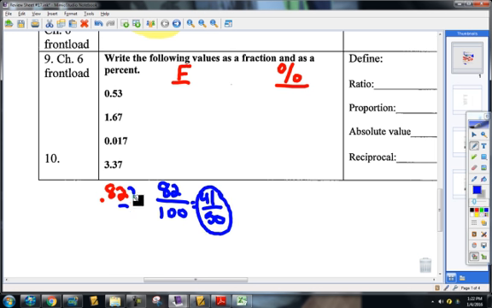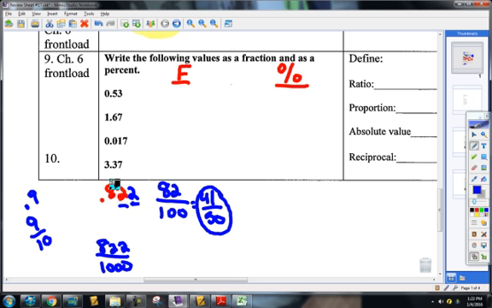If this was 822, then it would be 822 over 1,000 because it ends in the thousandths. If it was 0.9, then it would be 9 tenths. You guys get how that works?